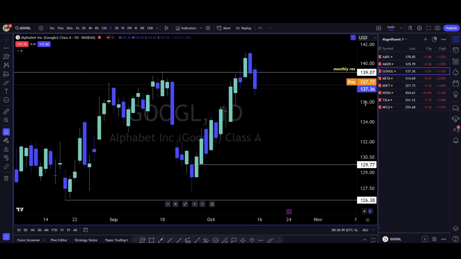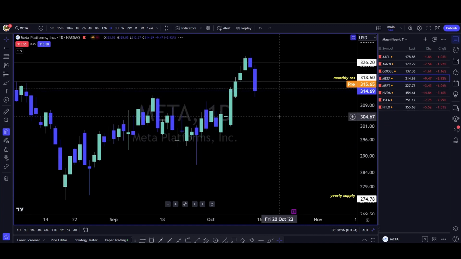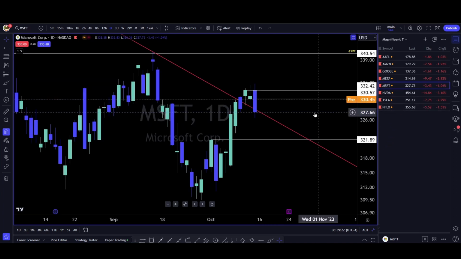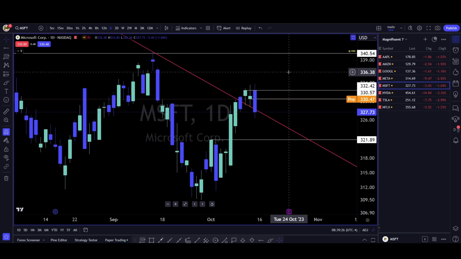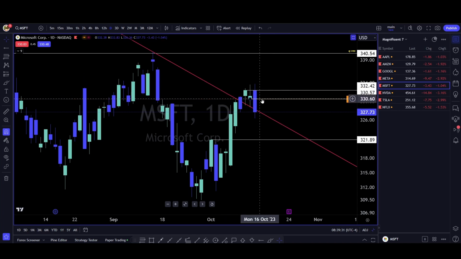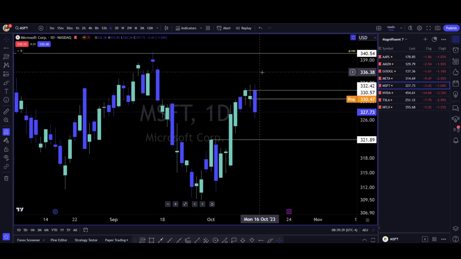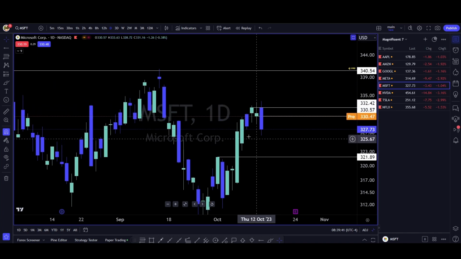Google is 137.77 pre-market, which is higher than it closed on Friday. Meta, same thing, it's higher. Microsoft is trading up into a supply zone right now. Daily resistance is 332.42. So this is going to be an interesting play here on Microsoft potentially. We could potentially put on a bear put spread at the market open, as long as it doesn't blast right through both of those levels at the open.